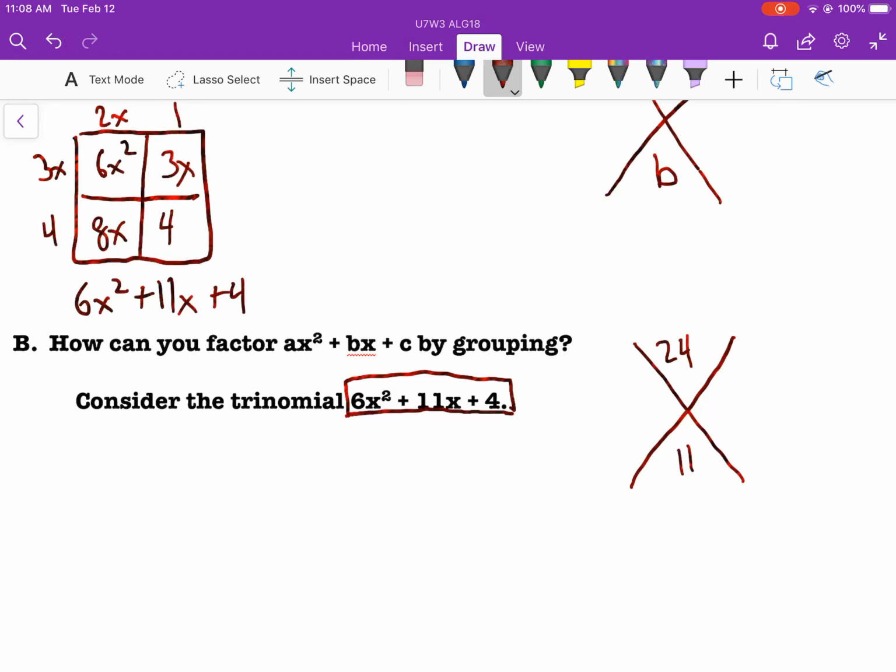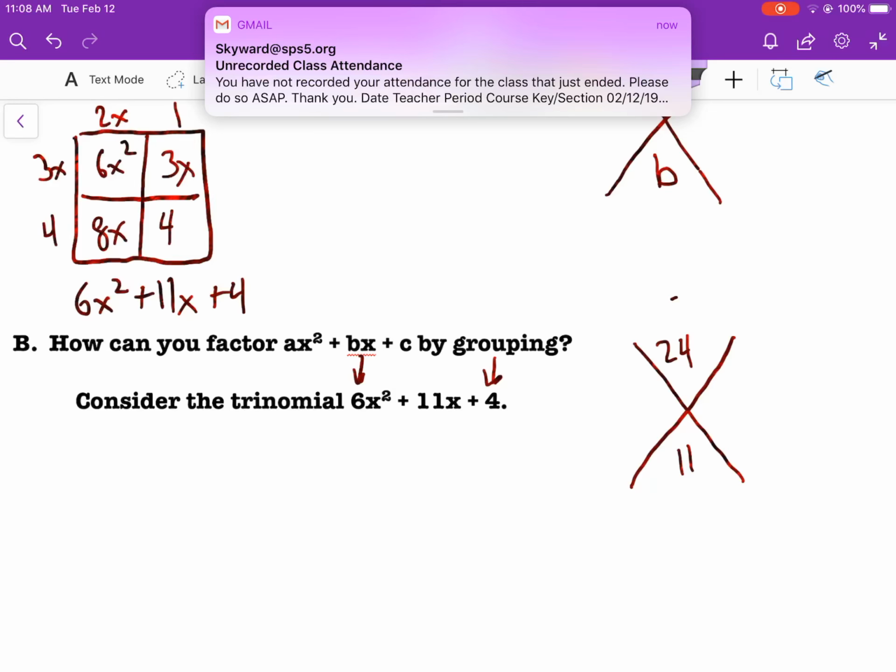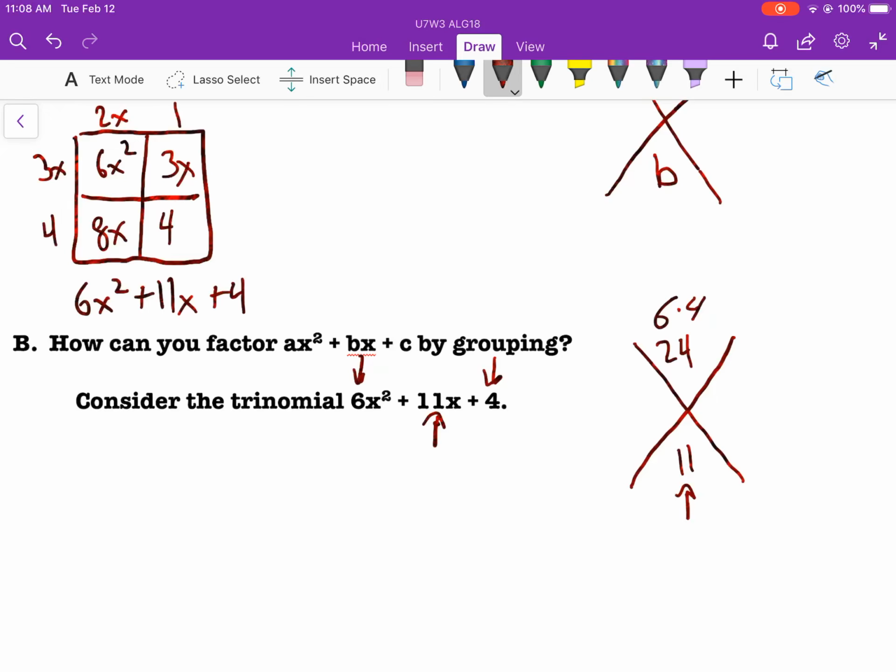So now we have to multiply the first and the last number. 6 times 4, that's how we got 24. And the middle number is what goes on the bottom. Two numbers that multiply to 24, add to 11 would be 8 and 3.